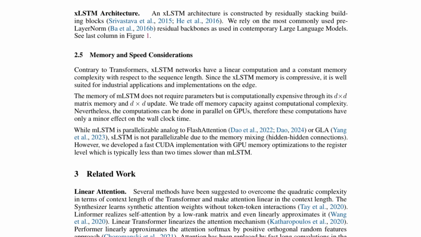Nevertheless, the computations can be done in parallel on GPUs. Therefore, these computations have only a minor effect on the wall clock time. While mLSTM is parallelizable analog to flash attention or GLA, sLSTM is not parallelizable due to the memory mixing hidden-hidden connections. However, we developed a fast CUDA implementation with GPU memory optimizations to the register level, which is typically less than 2 times slower than mLSTM.